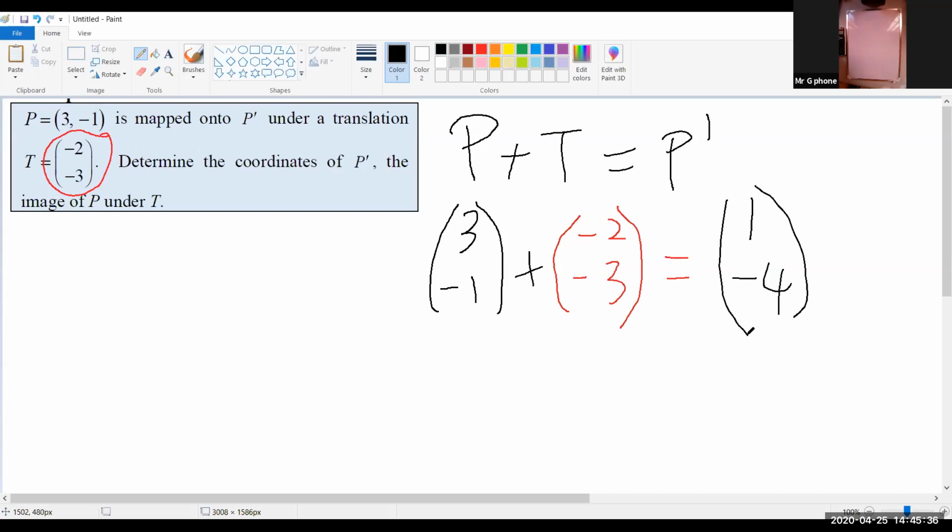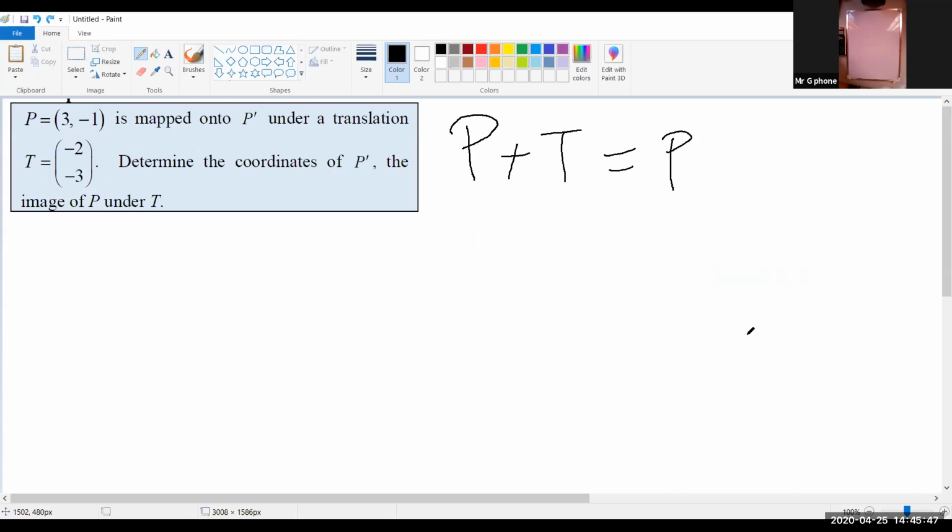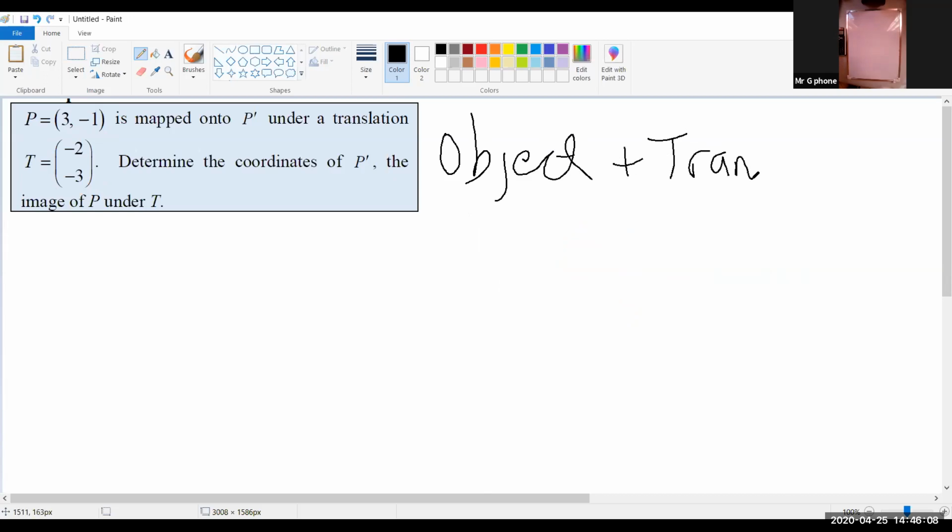Sir, I have one question. Why are you adding P plus T equal P1? I don't understand that part. Okay, no problem. Let me just quickly redo it. The rule to solve this, if you don't want to do it graphically, you could do this graphically, but if you want to just get the coordinates, it's the object plus the translation vector, which will give us the image.